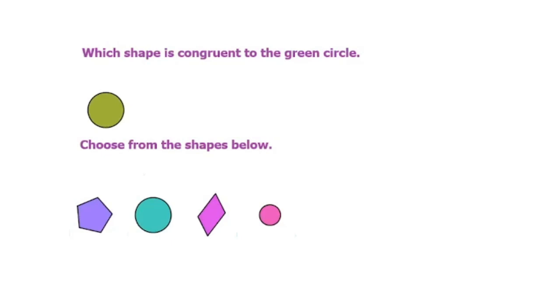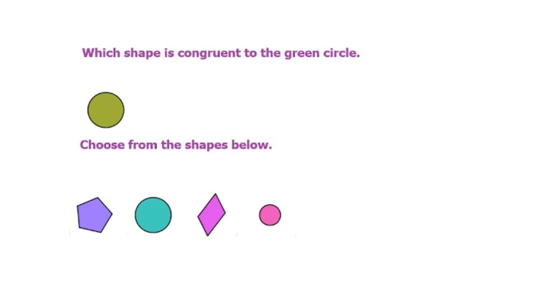In this video, I'll be teaching you about congruency. So if you have a problem that says, which shape is congruent to the green circle? And then choose from the shapes below. So you have to choose your answer from these 4 shapes. So let me explain to you what congruent means.